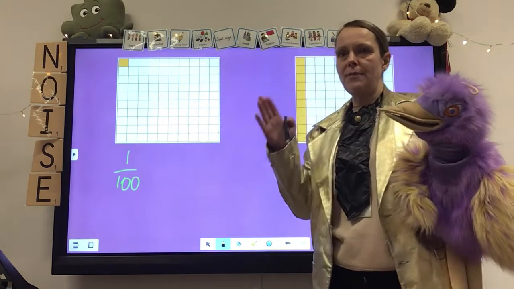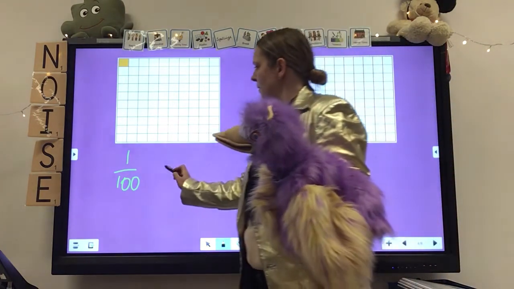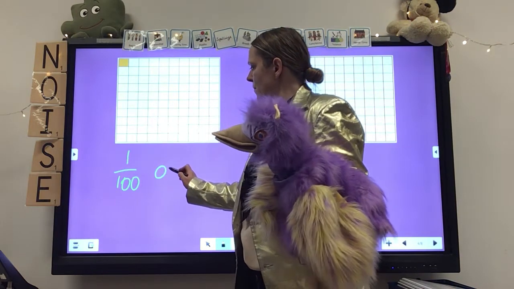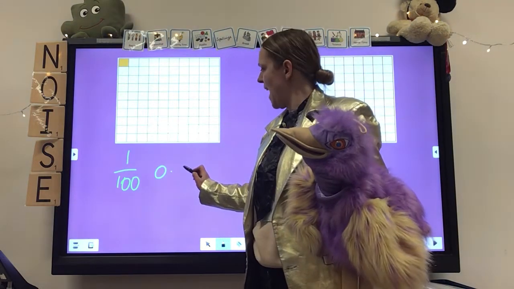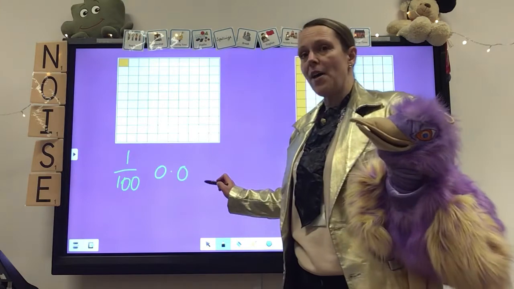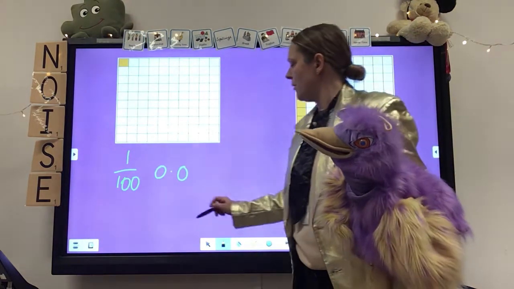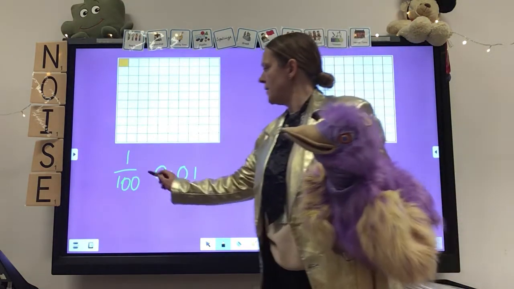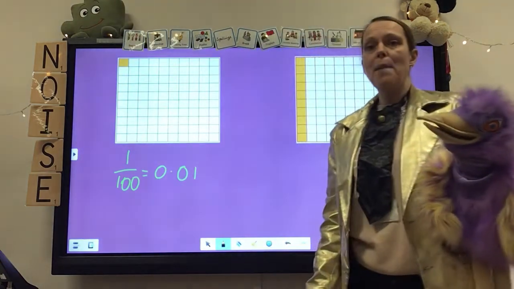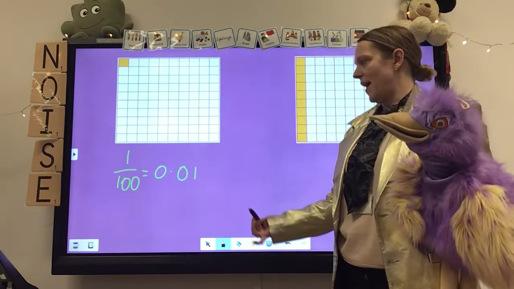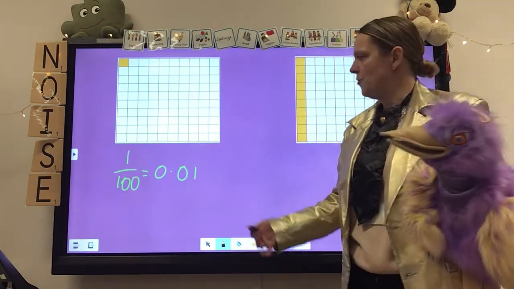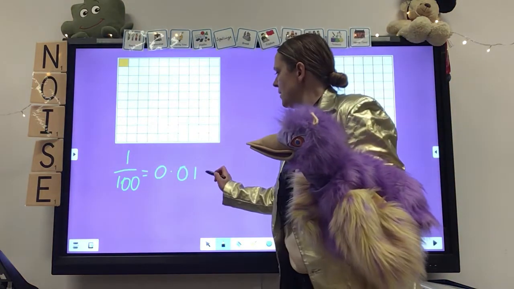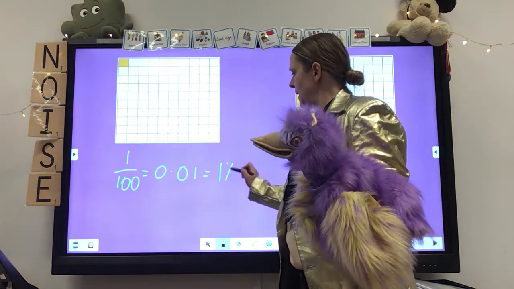Think about the place value, okay? We have the units column, or ones column, then the decimal point, then we have the tenths, then comes the hundredths. So if I've got 1/100th, that is going to be 0.01. And because we know that percent is out of 100, we have 1 out of 100, so that is 1%.